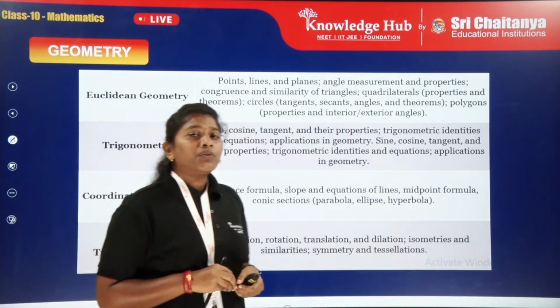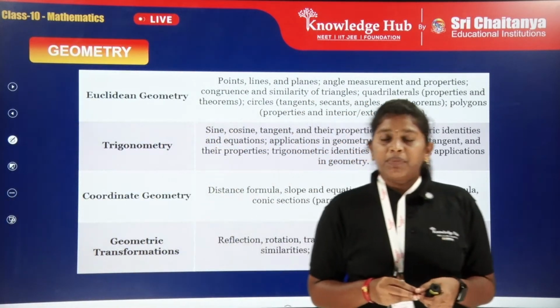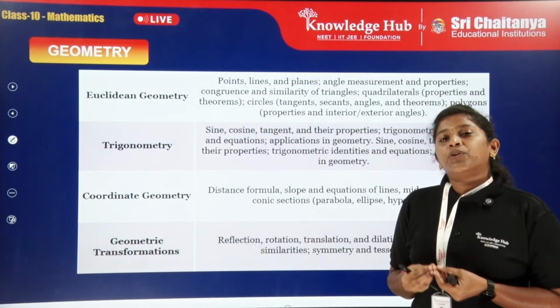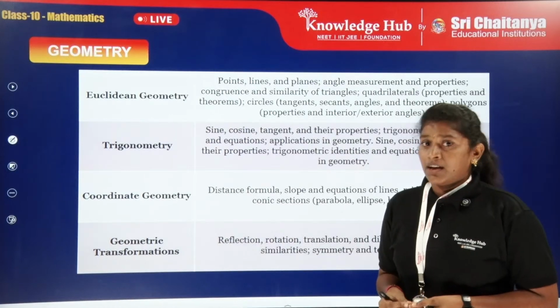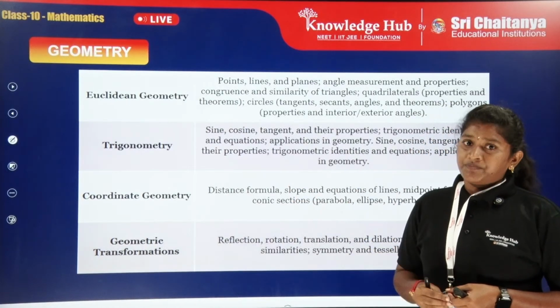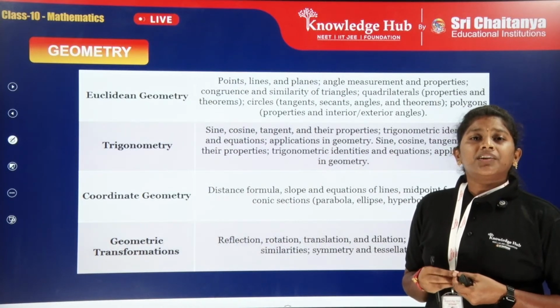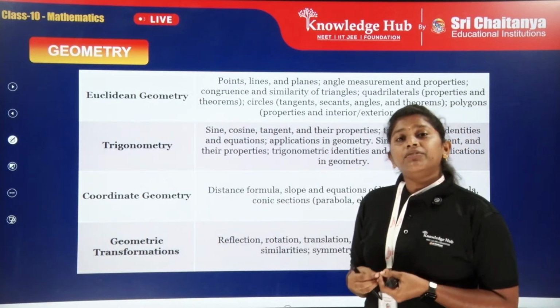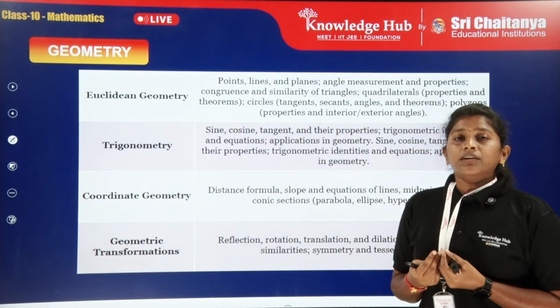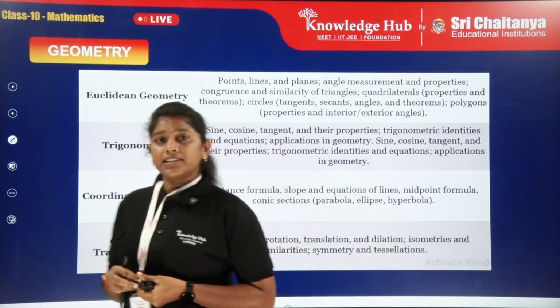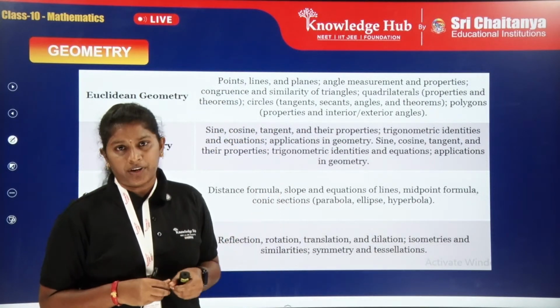As you know, quadrilaterals and polygons are related. But coming to polygons, we will discuss the sum of the interior angles and the sum of the exterior angles. Moving to the next, the trigonometry part. First of all, we will discuss what the trigonometric ratios are, and then the trigonometric identities, okay? And next we will discuss the applications of trigonometry.